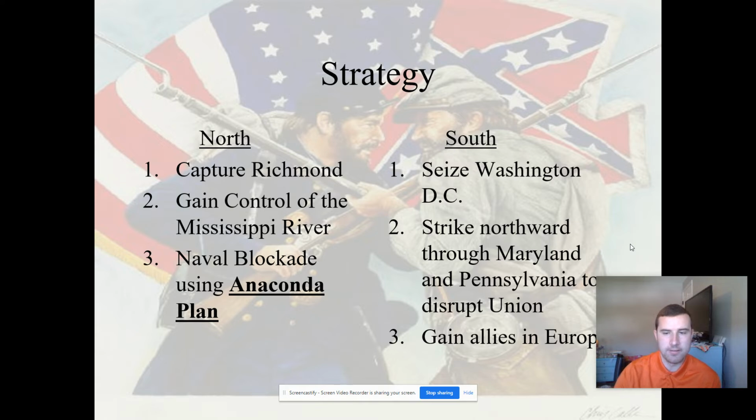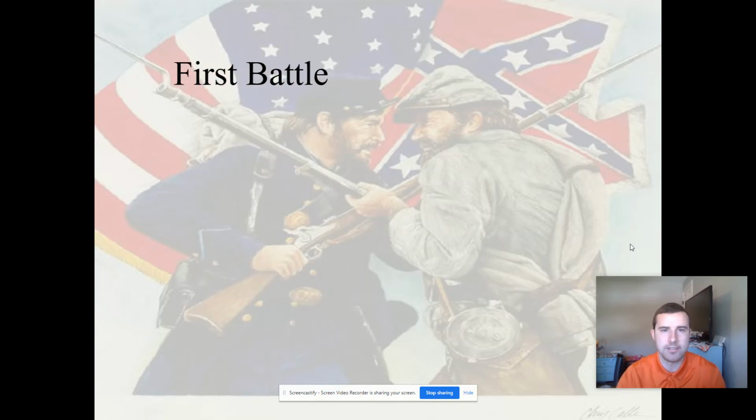Now, the third and final thing that the Confederates try to do, which nearly works, is they're trying to gain some allies, because we saw from the advantages that the South doesn't nearly have the population that the North does. They know that they're going to need help if they're going to win this war. So they're going to reach out to some other countries to try to help them gain that advantage.